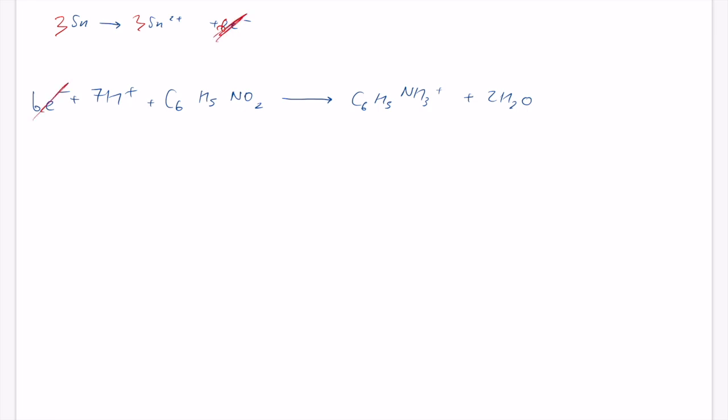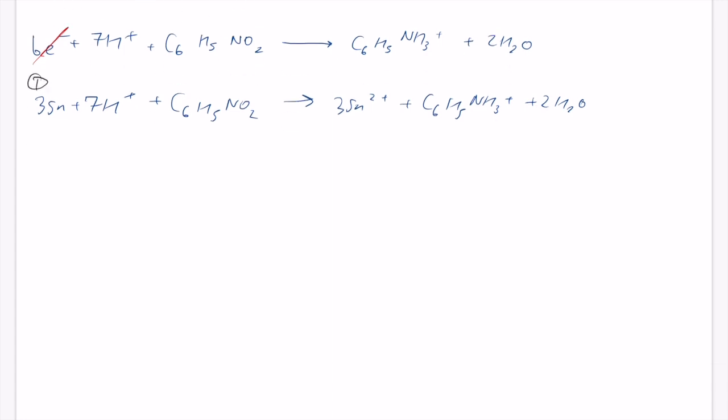So we can add these together now. 3Sn plus 7H+ plus C6H5NO2 gives us 3Sn2+ plus C6H5NH3+ plus 2H2O. I think that's right. It sounds right. Okay, I'm going to assume that's right. That's our first step. The second step isn't so hard because it doesn't involve any of this ionic equation stuff.